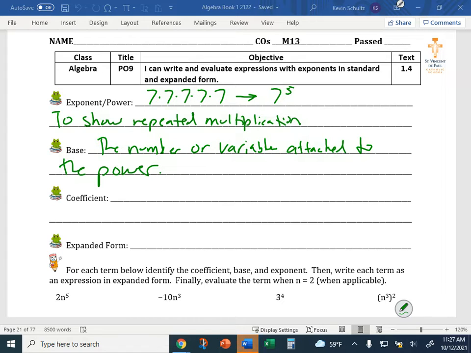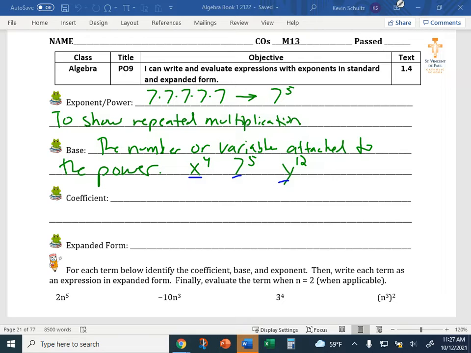Okay. So in some examples here, if we have x to the 4th, or our 7 to the 5th from up above, or if we had y to the 12th, right? All of those would be the bases. It's what's being taken to the power.